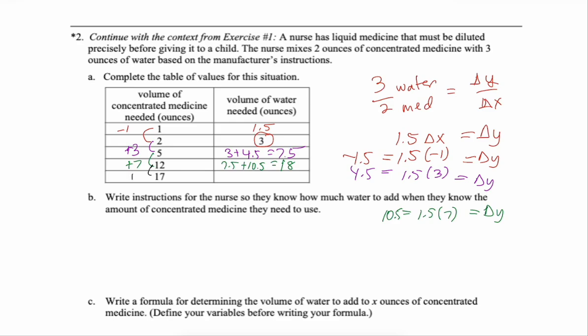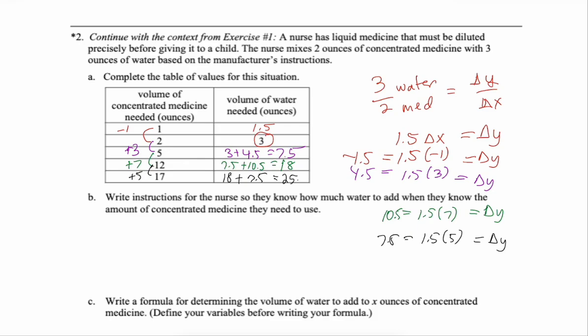So we've gone up by 5. So our change in y would be 1.5 times 5. It should go up by 7.5. So we left off at 18. We need to go up by 7.5. So we should now be at 25.5.